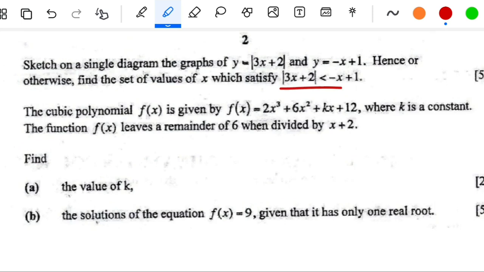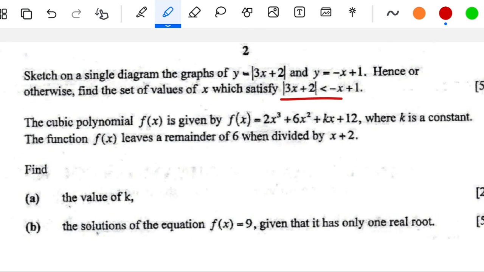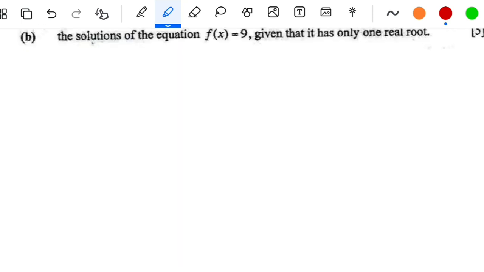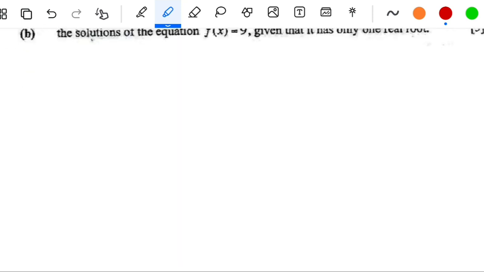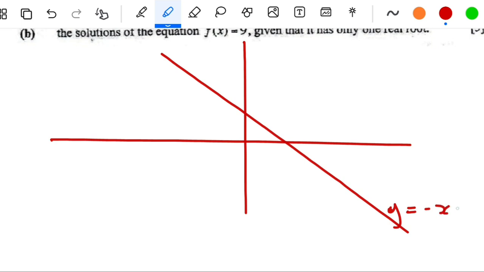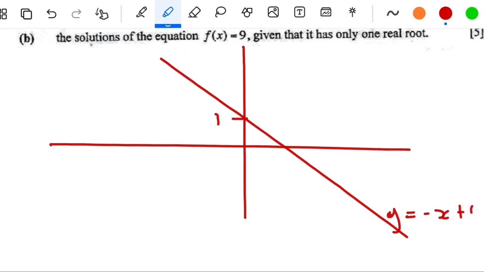Sketching these linear graphs is very easy. I can use my knowledge of transformation to draw these. Let me start with the Cartesian axes. I know that y equals negative x is a reflection in the y-axis of y equals x. If I reflect that one, it will pass through 1 and look like this. So this is my y equals negative x plus 1, and here I've got 1.